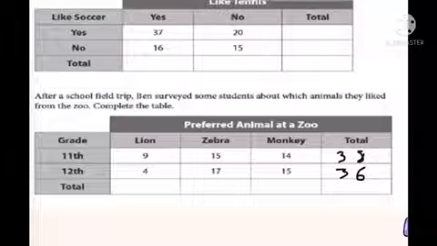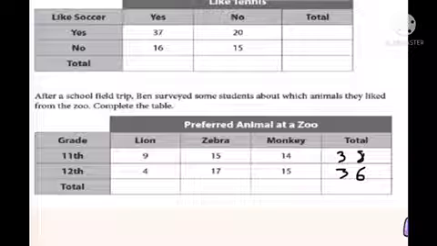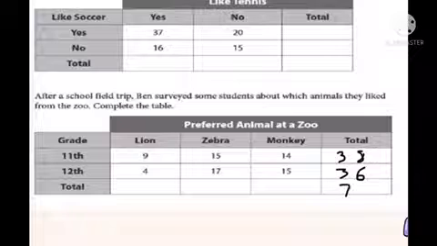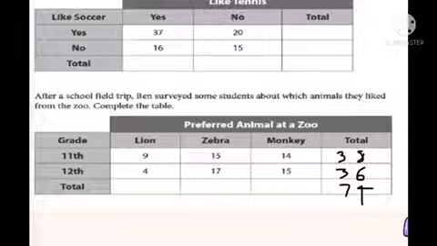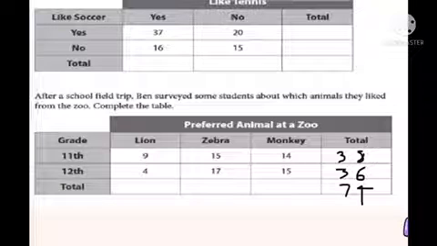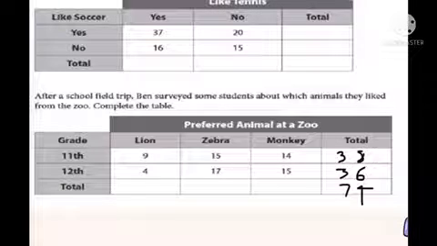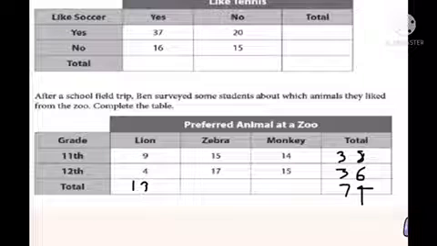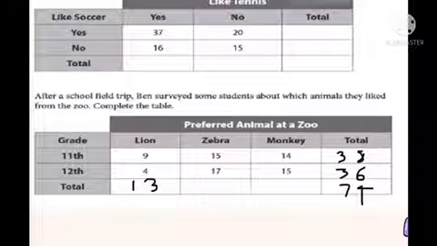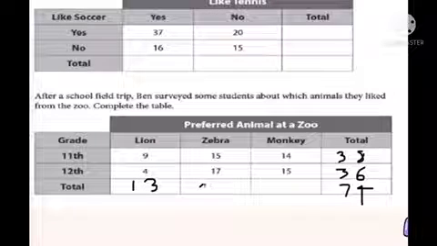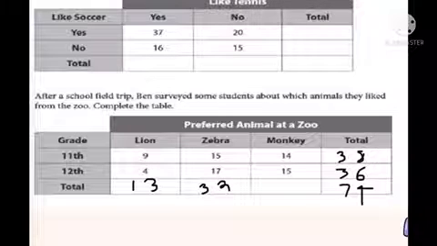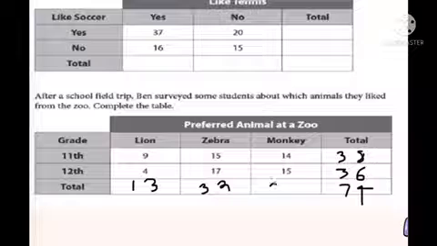And if you add them together, you will get 74. And 9 plus 4 is 13. And 17 plus 15 gives you 32. And 14 plus 15 gives you 29.